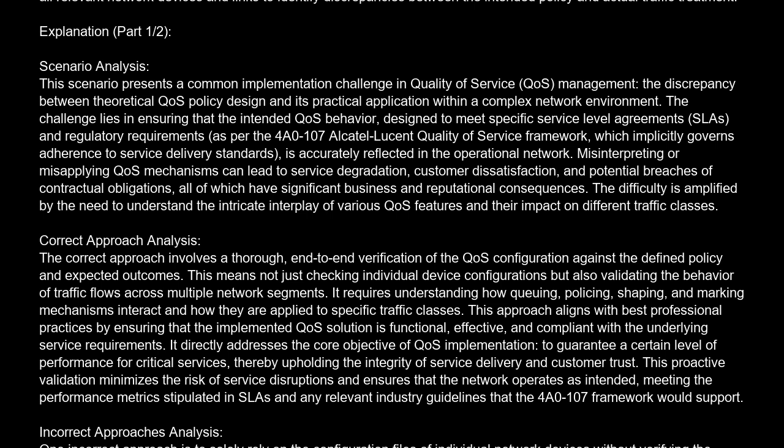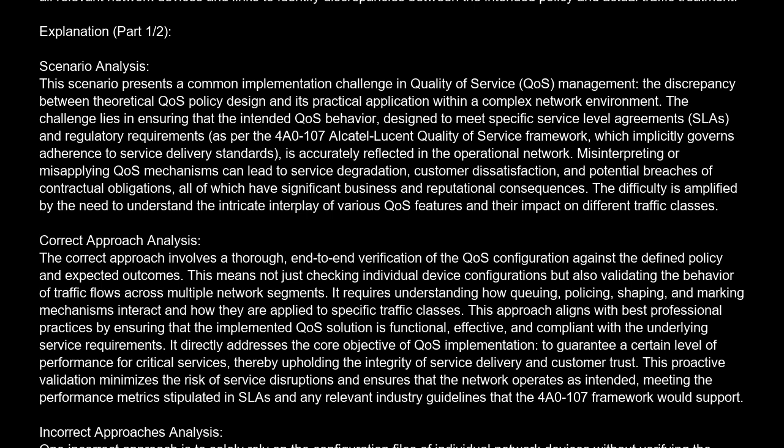The difficulty is amplified by the need to understand the intricate interplay of various QoS features and their impact on different traffic classes. Correct approach analysis. The correct approach involves a thorough, end-to-end verification of the QoS configuration against the defined policy and expected outcomes. This means not just checking individual device configurations, but also validating the behavior of traffic flows across multiple network segments. It requires understanding how queuing, policing, shaping, and marking mechanisms interact, and how they are applied to specific traffic classes.